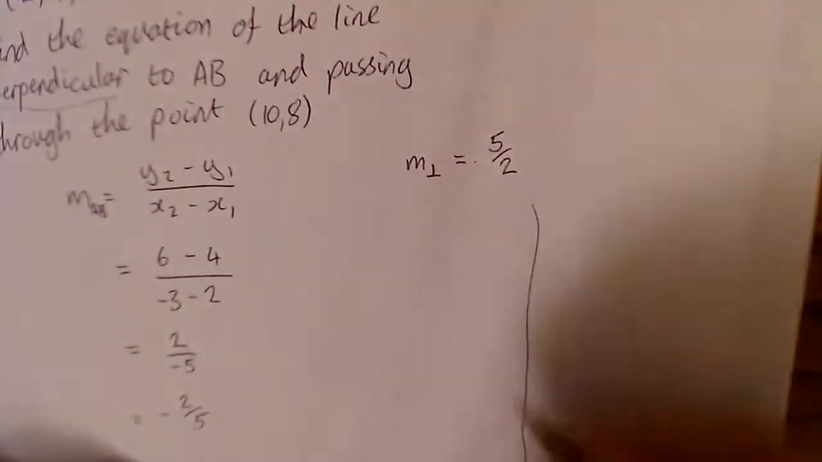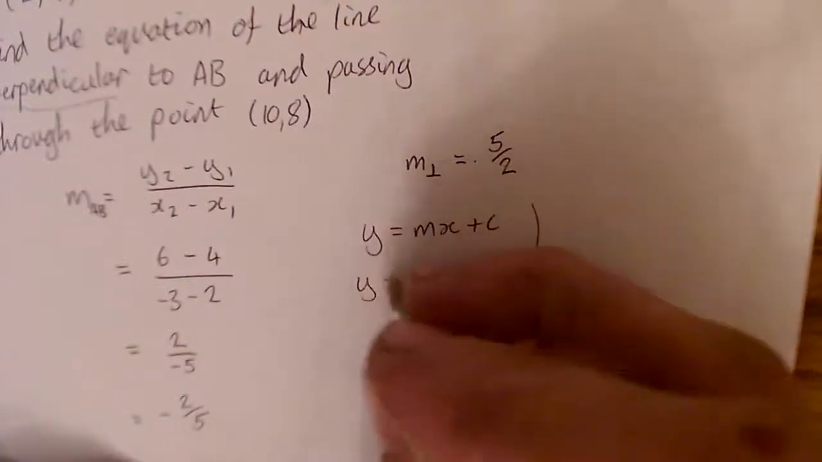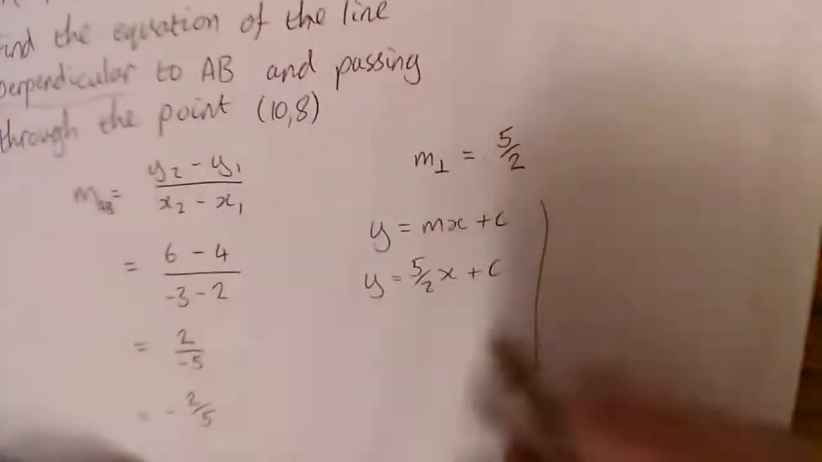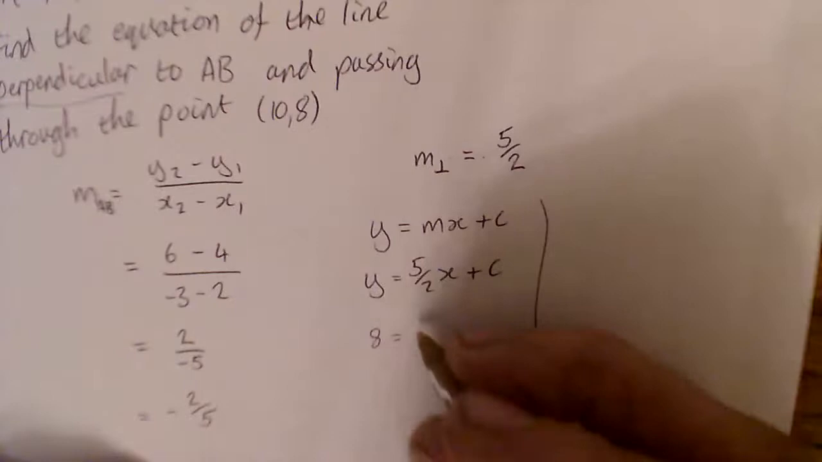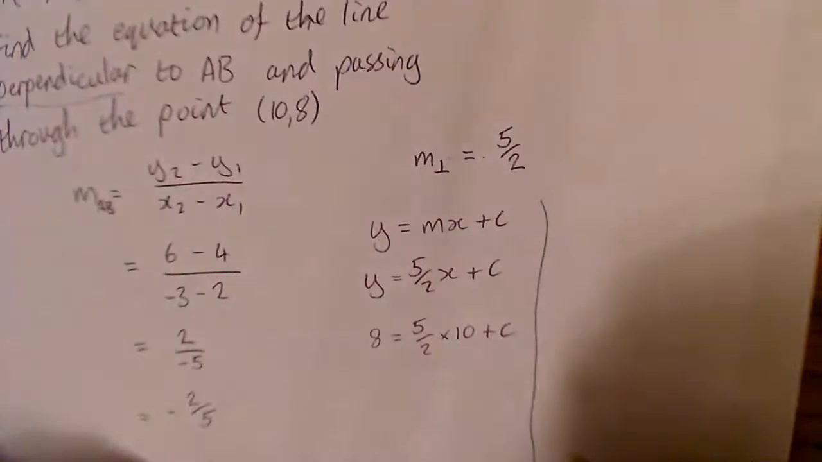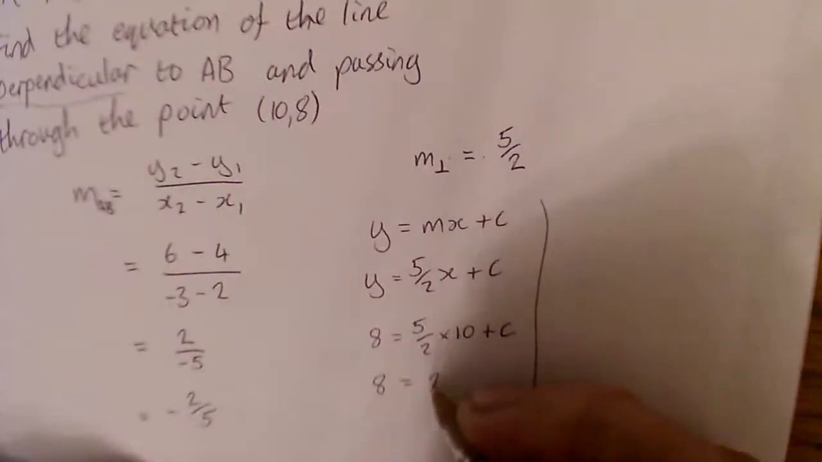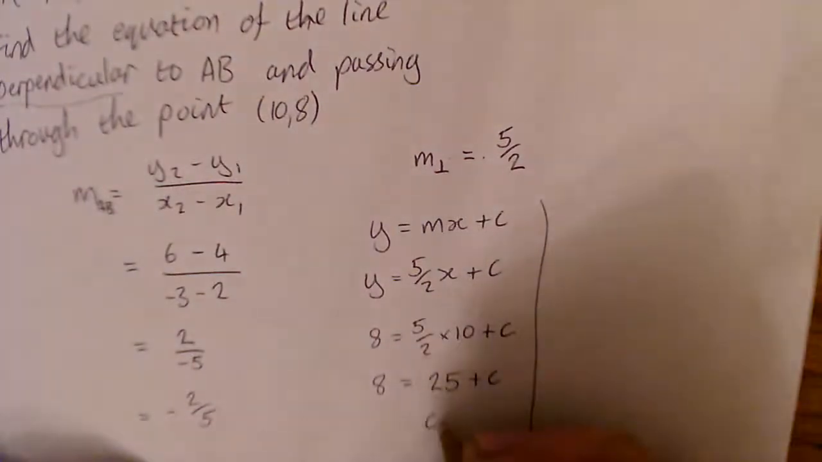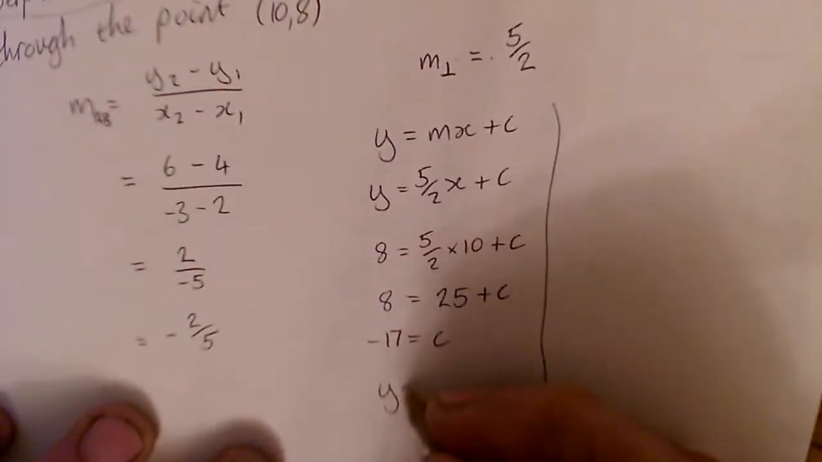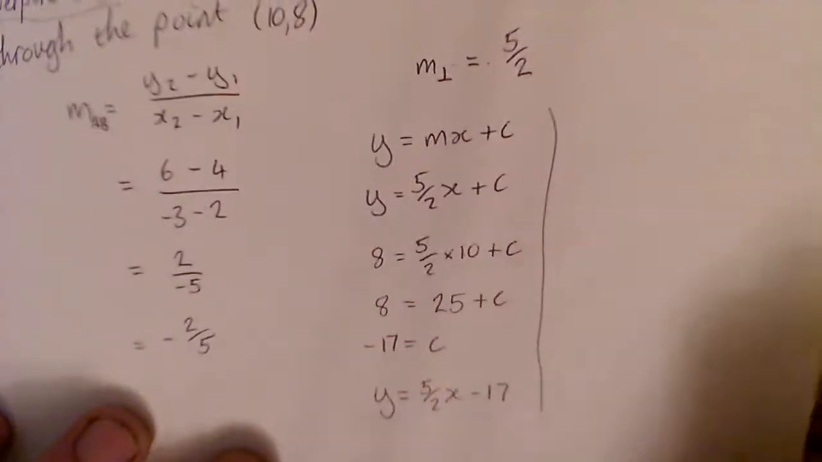Again, we're going to use our two different methods. So firstly, start with y equals mx plus c. We get y equals 5 over 2 x plus c. We're putting in the point (10, 8). So we get 8 equals 5 over 2 times 10 plus c. 5 times 10 is 50, divided by 2 is 25. So we get 8 equals 25 plus c, so c equals minus 17. Final thing, write that equation. So y equals 5 over 2 x minus 17.